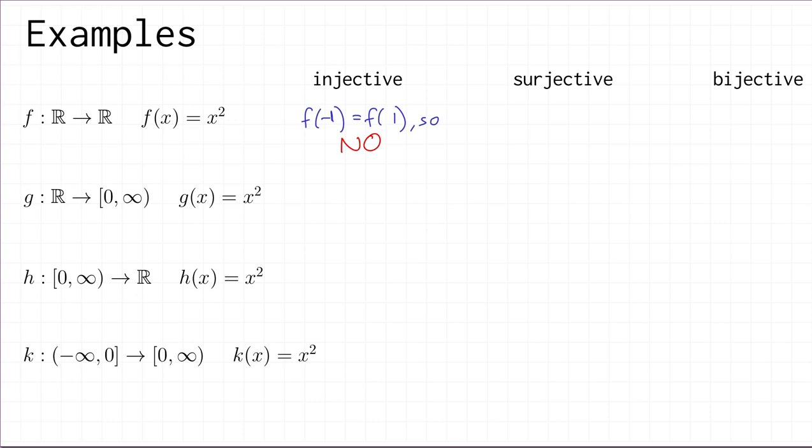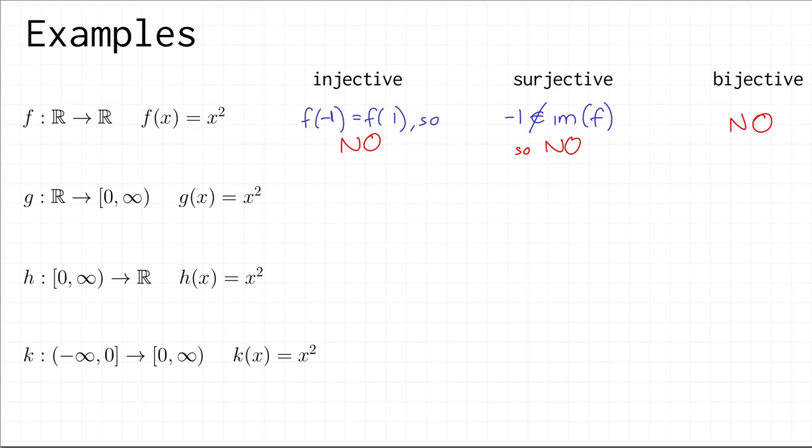Okay, so the answer is, well, minus 1 is not in the image of f. There is no real number whose square is equal to minus 1. So, no, right? The image is not equal to the codomain because there is no real number whose square is minus 1, so this function is not surjective. And of course, to be bijective, you've got to be injective and surjective, and this isn't either, so the answer here is no again.